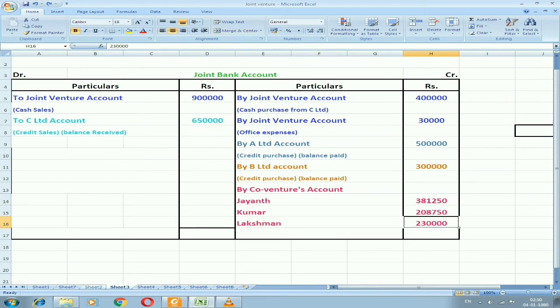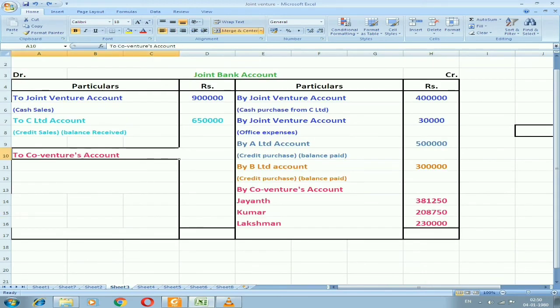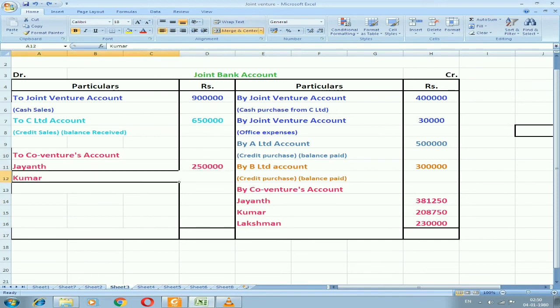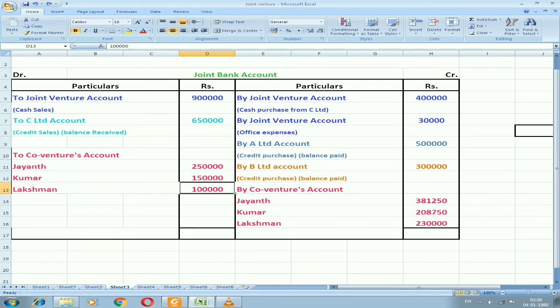Jayant 3,81,250, Kumar 2,08,750, Lakshman 2,30,000. On the co-ventures account, on the debit side, we don't have any other joint bank account. On the credit side, we have one, that is the capital contribution. So we are supposed to take that on the debit side of joint bank account. In the name of Jayant 2,50,000, Kumar 1,50,000 and Lakshman 1 lakh. Other than this, we don't have any entries related to joint bank account under co-ventures account. Now we are supposed to do the total. The total on both sides should be equal. On the debit side, total will be an amount of rupees 20,50,000. Same total we'll get on the credit side, 20,50,000.